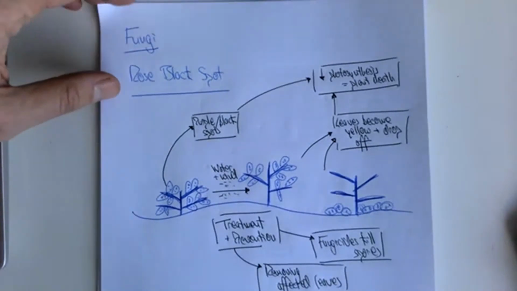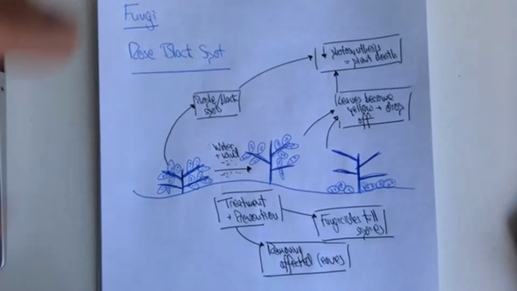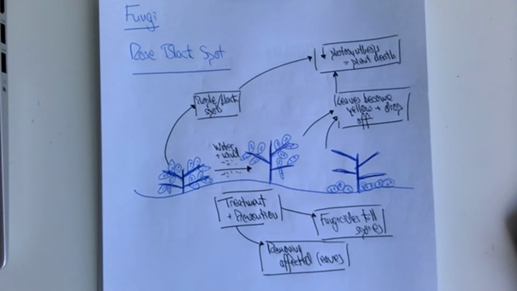So our example of a fungal disease is rose black spot. An example of a disease caused by a protist pathogen is malaria.